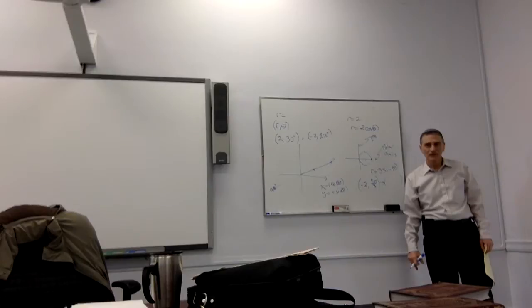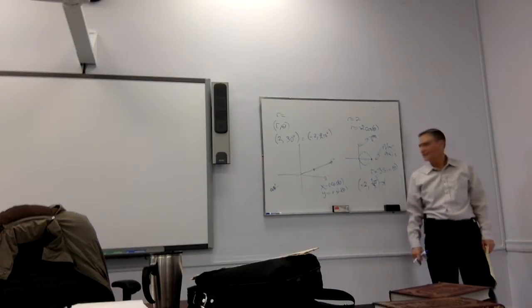Reference angle is what? Pi over 3. You know that. It's in which quadrant? Second. You know what cosine is in that quadrant. The answer? 1.